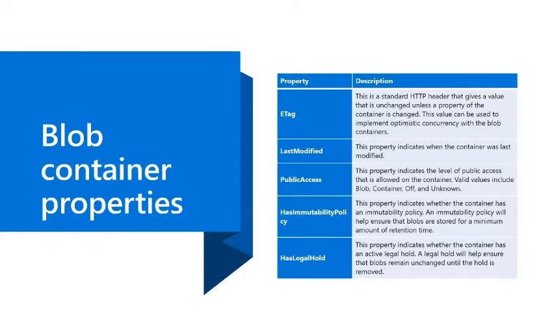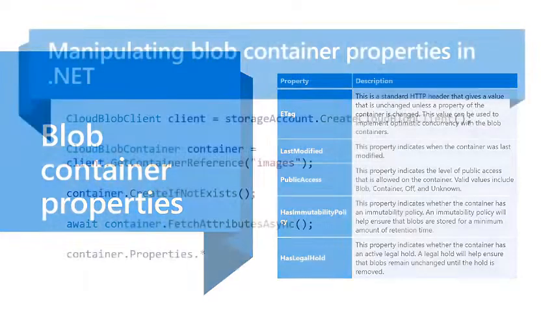for the HTTP protocol 1.1. The standard HTTP headers supported on containers are ETag and Last-Modified, and the standard HTTP headers supported on blobs are ETag, Last-Modified, Content-Length, Content-Type, Content-MD5, Content-Encoding, Content-Language, Cache-Control, Origin, and Range. So you understand the difference between metadata and properties.